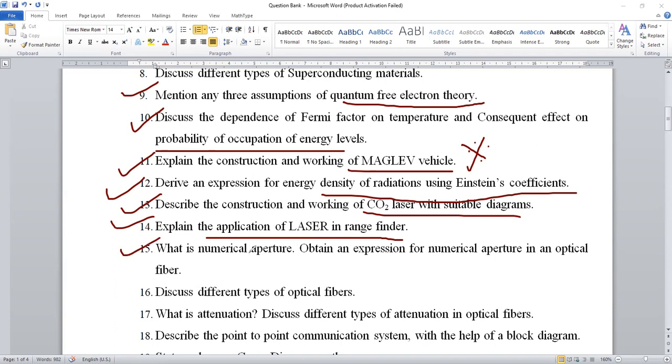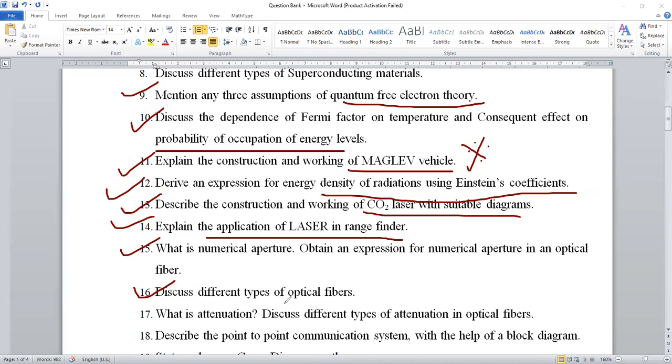What is numerical aperture? Mention the equation. Obtain the expression for numerical aperture in the optical fiber. Very, very important. Optical fiber works based on total internal reflection, so you have to explain that particular terminology. While designing the OFC cable, we require this particular ratio.